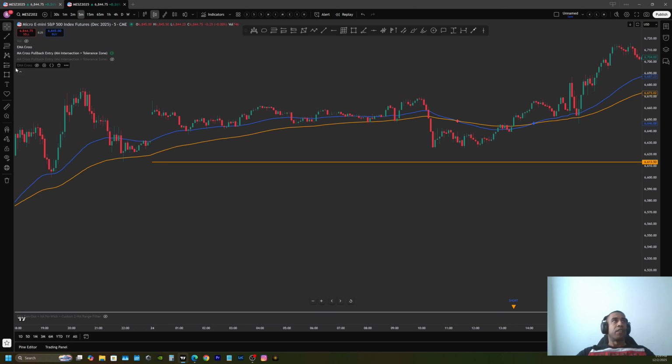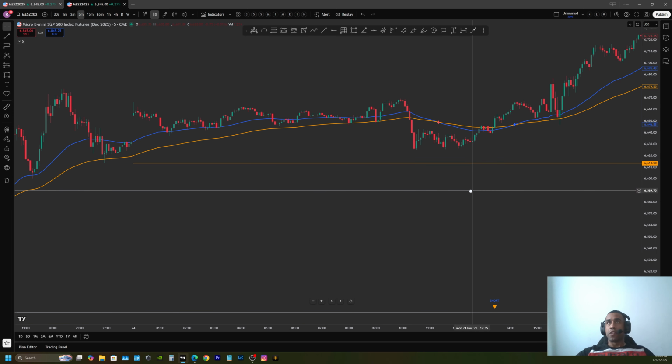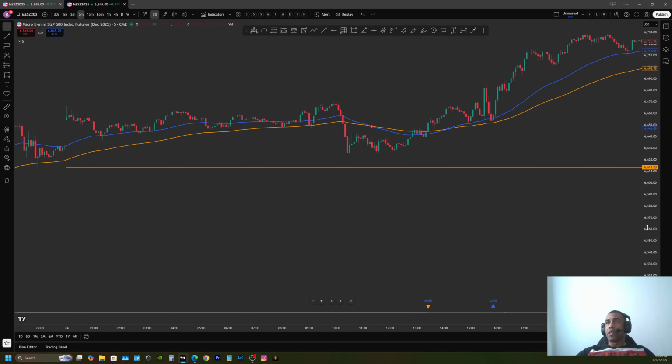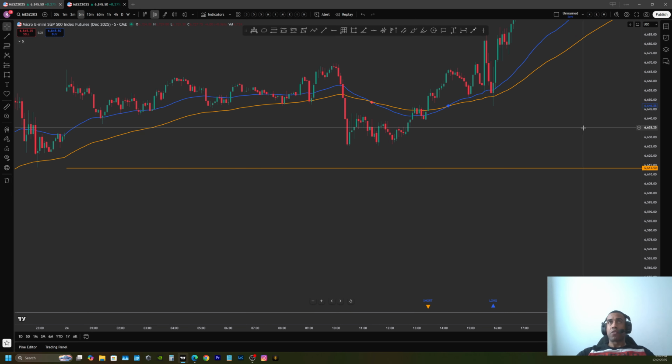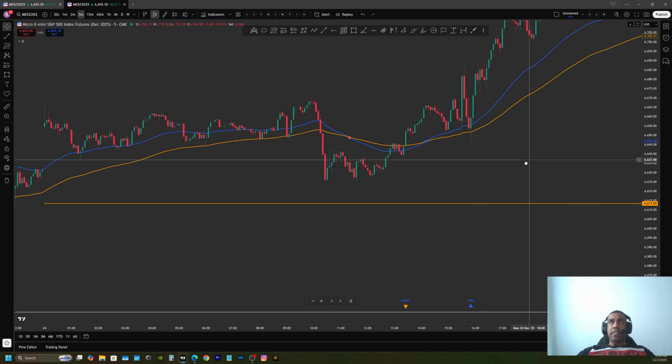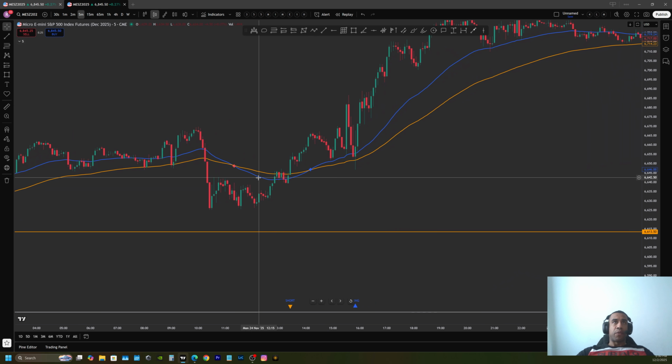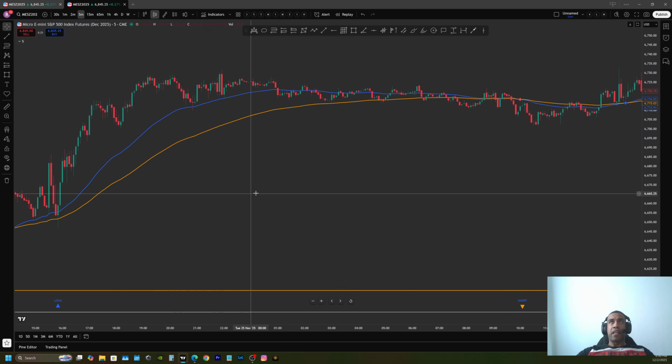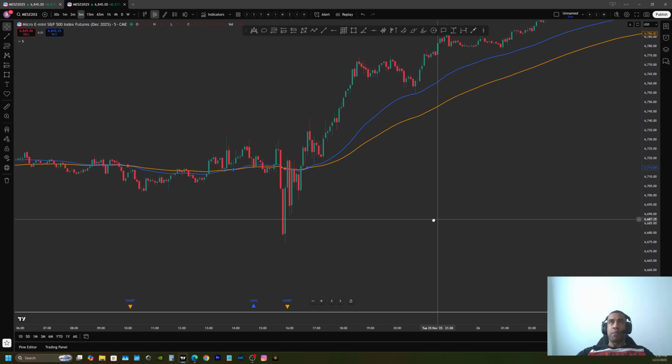Okay, so the logic is a little different. Normally when people say moving average crossover, let's say the fast EMA, in this case the 50, crosses down the slow EMA, the 100, you go short. But as you can see over here, it's already really far, right? You don't want that.